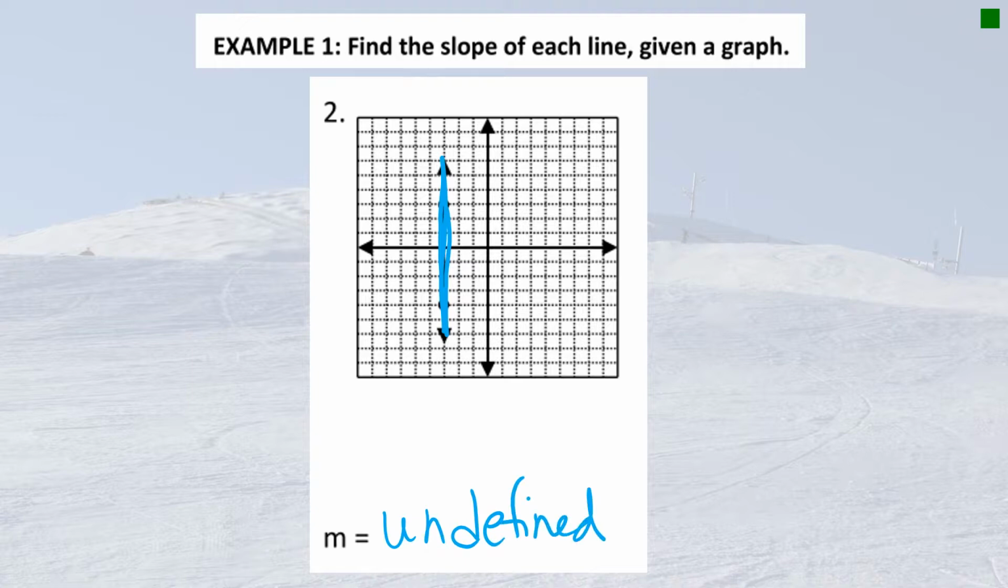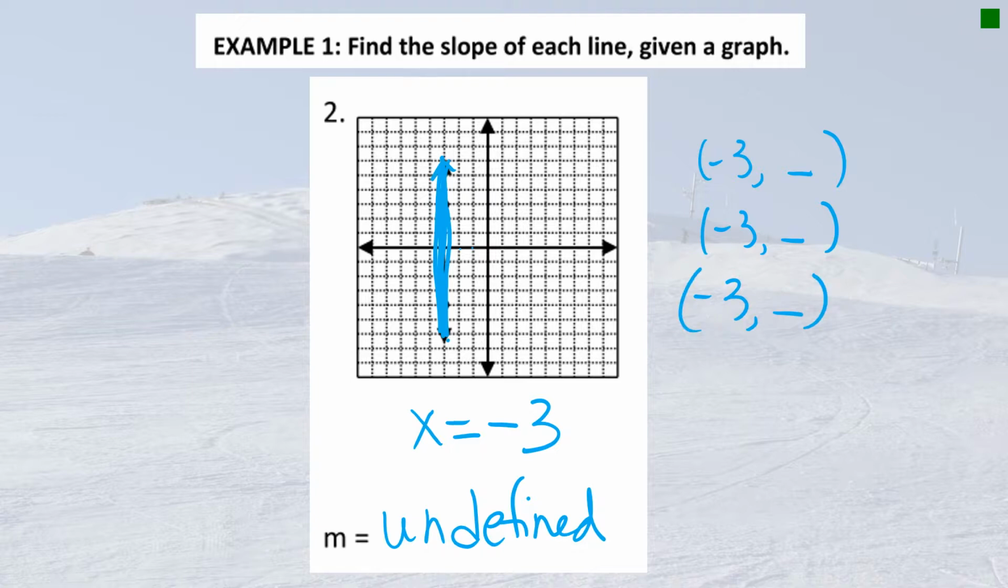Whenever this is the case, you're going to get an equation that says x equals something. 1, 2, 3. So this is x equals -3, because every ordered pair or point that's on this line has an x value of -3. It's going to be -3 something, -3 something, -3 something.